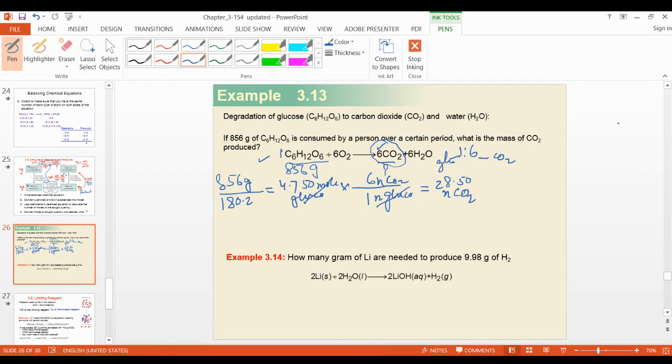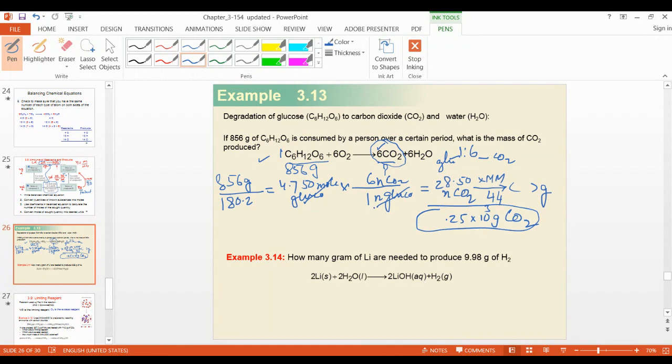Now what is the next step? The next step is mole changes to mass, right? This mass you will get in gram, multiplied by the molar mass of carbon dioxide, that is 44 gram. So you multiply 44 with this, and we will get 1.25 times 10 to the power 3 gram of carbon dioxide. This is the final answer.